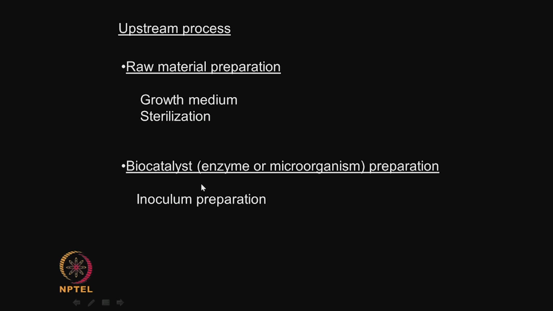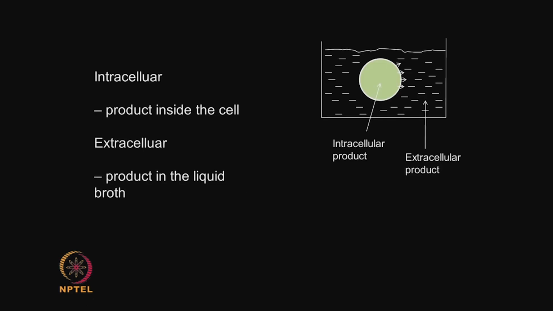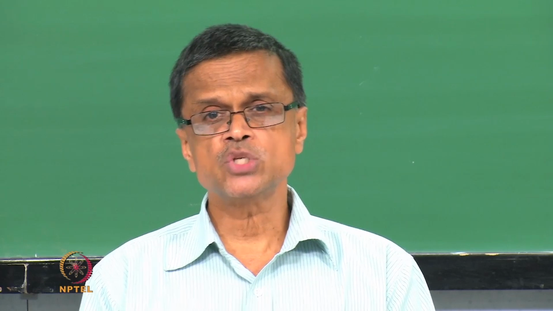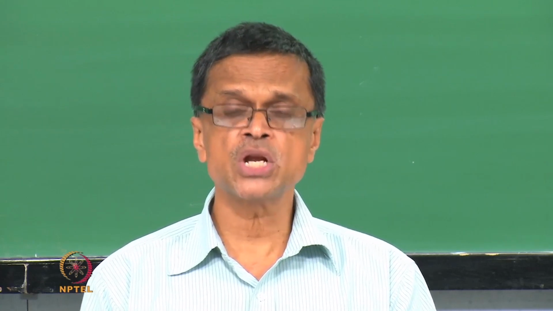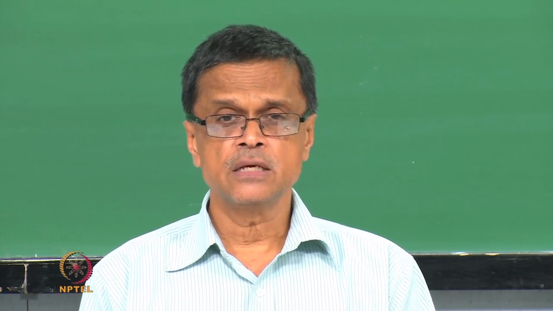Downstream is the rest of the various unit operations which I talked about. If it is intracellular, as I said, the product will be inside the cells; if it is extracellular, the product will be outside. Inside the cells, it could be in the form of a Golgi body, it could be between the cell membrane, and so on. So, intracellular requires some extra operations, which could be mechanical, chemical, or thermal. Extracellular products are generally cheaper than intracellular products.